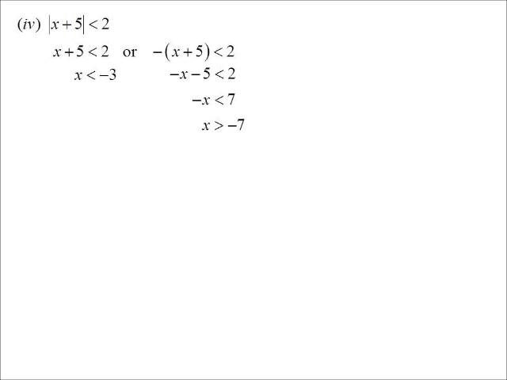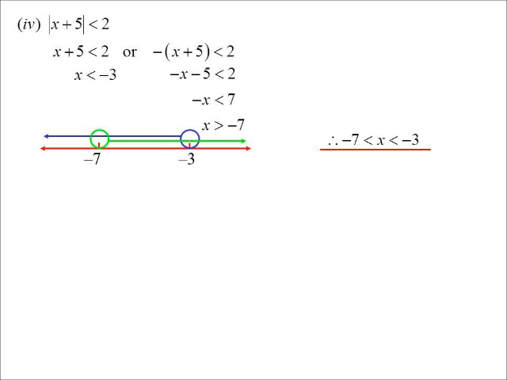And let's combine it. So we're saying x is less than -3, which would be all of those numbers to the left of -3. X is greater than -7, so therefore my overall solution is x is in between -7 and -3. Let's do one more.